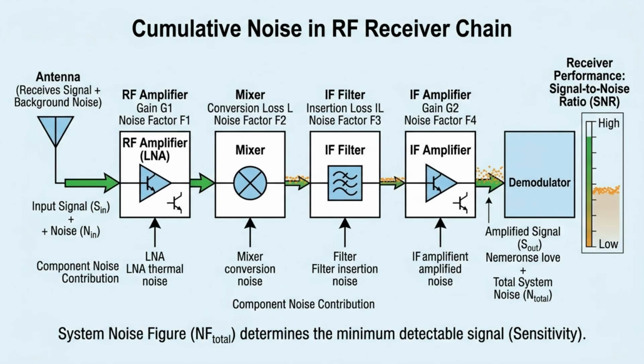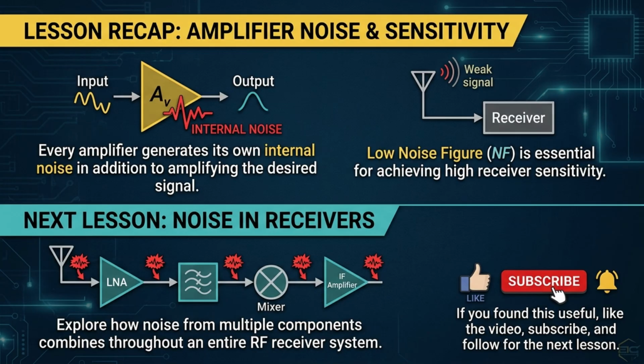In the next lesson, we'll explore noise in receivers and discover how the combined noise from antennas, amplifiers, mixers, filters, and other components determines the overall performance of an RF receiver. In this lesson, we learned that every amplifier generates its own internal noise in addition to amplifying the desired signal. We also saw why designing amplifiers with low noise figure is essential for achieving high receiver sensitivity in RF communication systems. In the next lesson, we'll explore noise in receivers and see how noise from multiple components combines throughout an entire RF receiver.